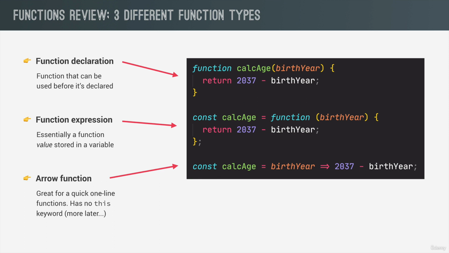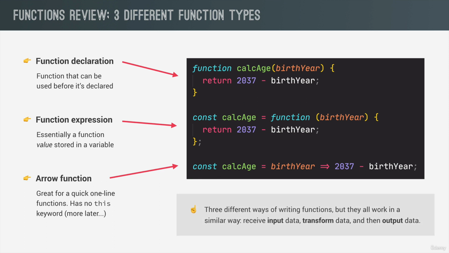And finally, we have arrow functions that are in fact also function expressions, but special ones. And these are great for quick one-line functions where we don't need to explicitly use the return keyword and no curly braces either. I also said that this one has no this keyword, but more about that in one of the future lectures. Now, what's important to note here is that these are 3 different ways of writing functions, but they all work in a similar way. So all of them can receive input data, they transform data, and then they can output data. It's all optional, but usually that's the things that functions do. And no matter which type of function we use, we can always do these 3 things.